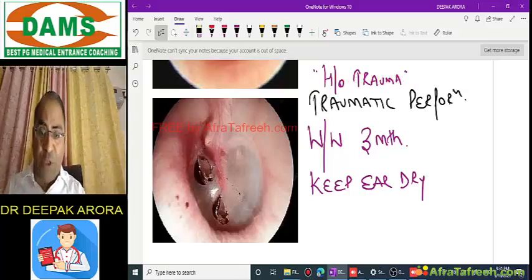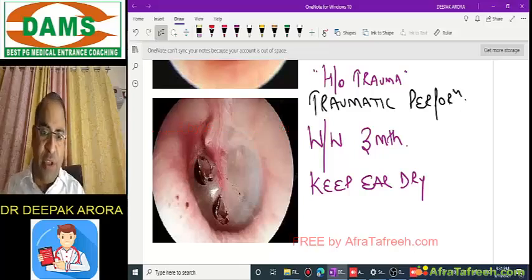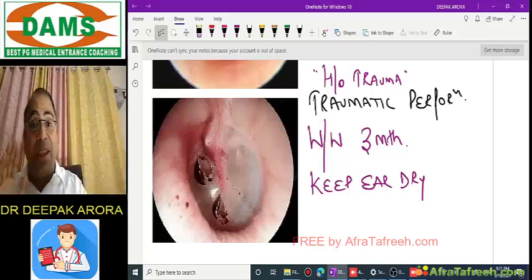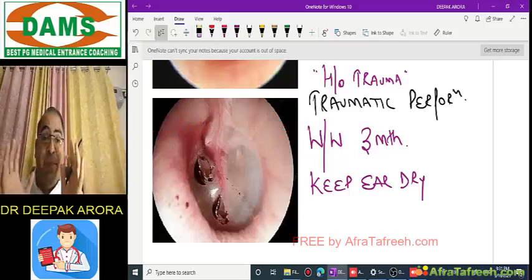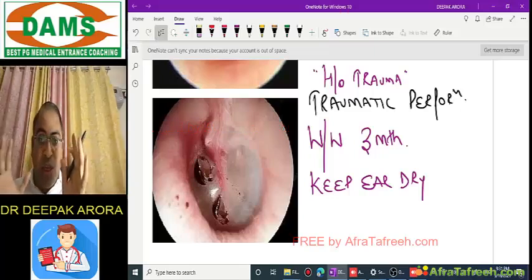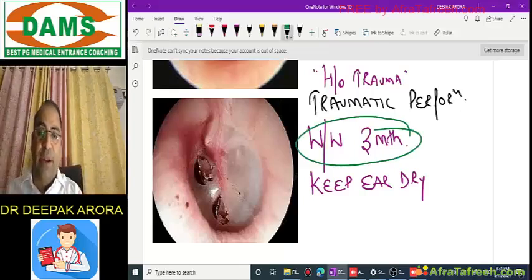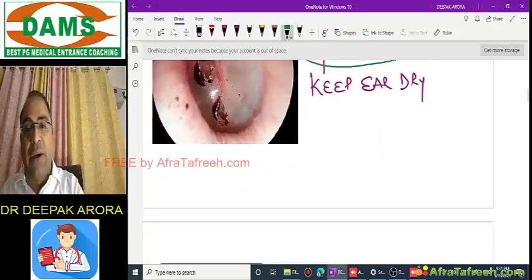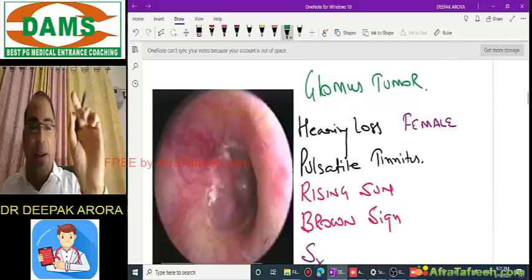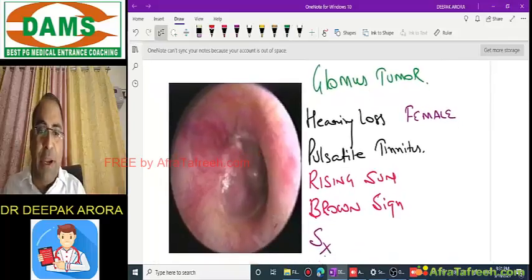They will be giving you options. Which of the following is a false statement? They will say antibiotic eardrops are the treatment of choice. That is a false statement. It means that is the key word on which the examiner will make the MCQ. Always understand the examiner's emotions. Wait and watch for 3 months is the treatment. Always keep the ear dry.